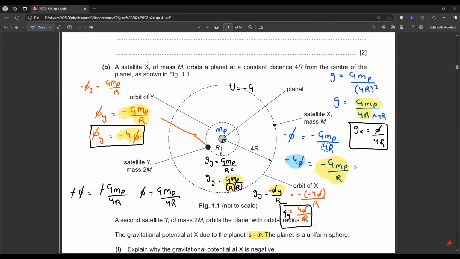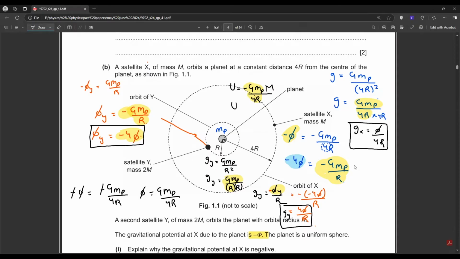Negative capital G, mass of the planet multiplied by the mass of the satellite, divided by the distance between them, that is 4r. Now if you realize, negative capital G mass of the planet divided by 4r is equal to negative phi. So can we replace this entire thing with negative phi?